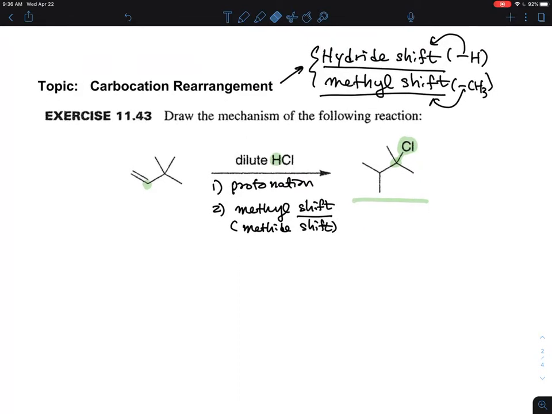Okay, so this is once again. This time I'm going to start with a recap. Do you remember the tertiary carbon, secondary carbon, primary carbon for carbocation stability? That's the stability order, right?